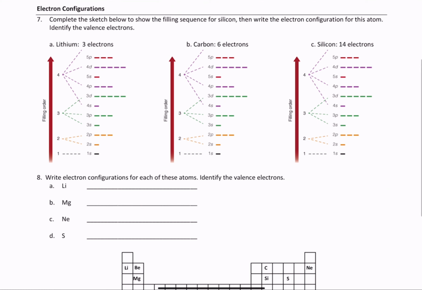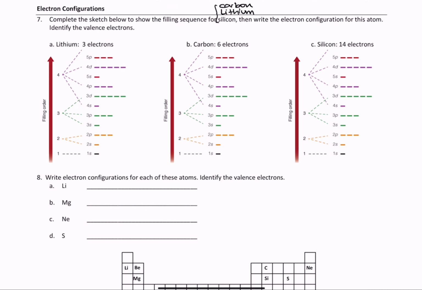Complete the sketch below to show the filling sequence for silicon, then write the electron configuration for this atom. Identify the valence electrons. Well, we're going to do way more than silicon. We actually will do lithium, carbon, and then silicon. So we're going to do this for carbon, lithium, and silicon.